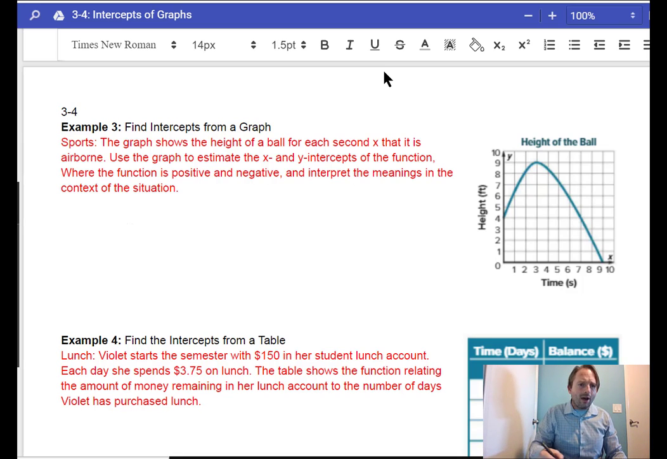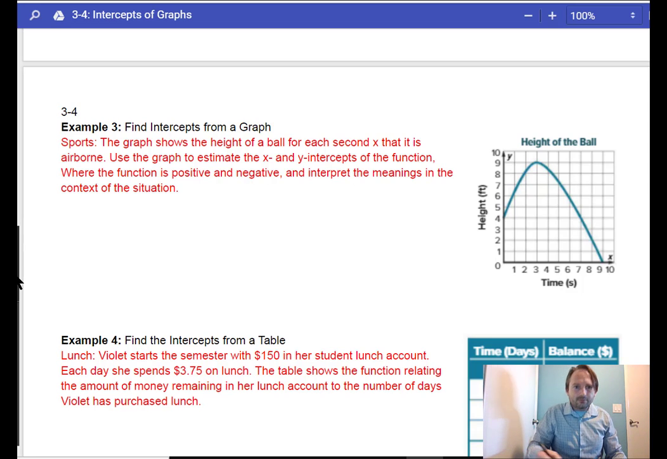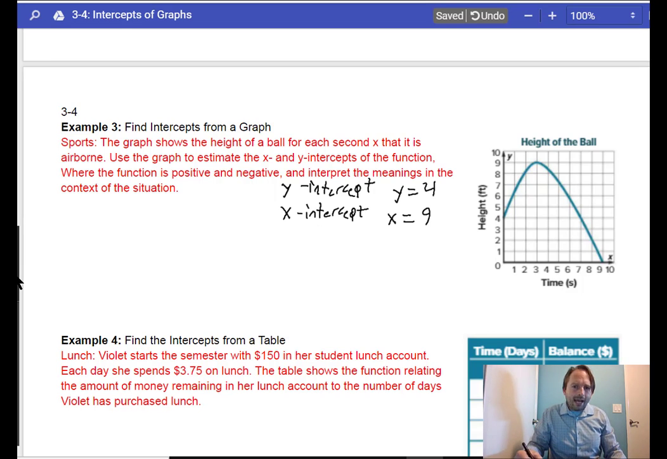Well, it looks like there's only one y-intercept and that there is one x-intercept. So the y-intercept is y equals 4, and the x-intercept is x equals 9. So the height, all right, well, it looks like now we can say it's always positive because it doesn't dip below the x-axis. Now, why is this the case?